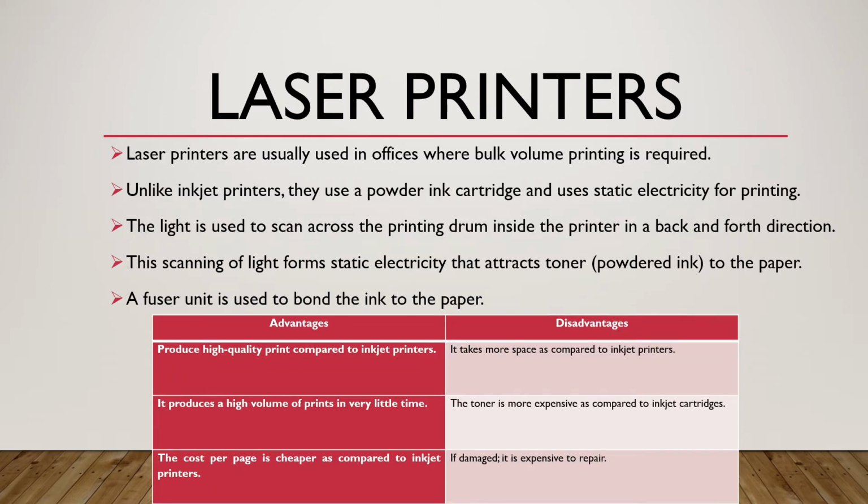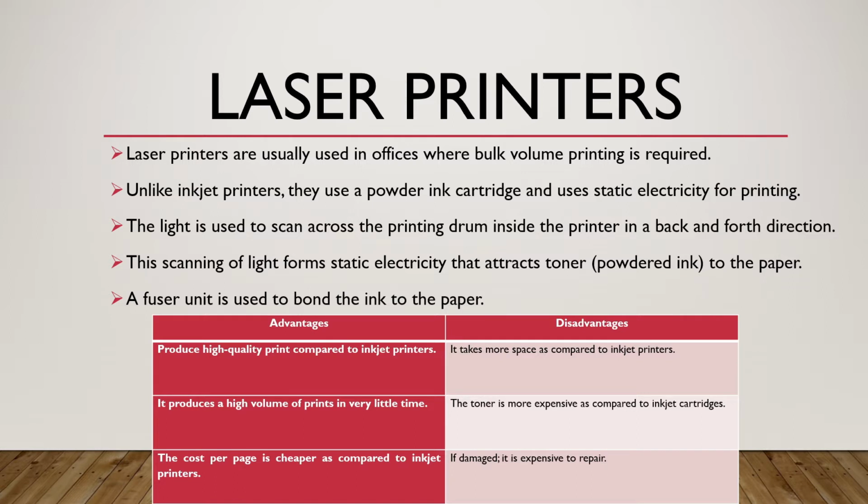The next type of printer that you can have is a laser printer. Laser printers are usually used in offices where bulk volume printing is required. Unlike inkjet printers, they use a powder ink cartridge and use static electricity for printing. The light is used to scan across the printing drum inside the printer in a back and forth direction. The scanning of light forms static electricity that attracts toner, that is the powdered ink, to the paper. A fuser unit is used to bond the ink to the paper.